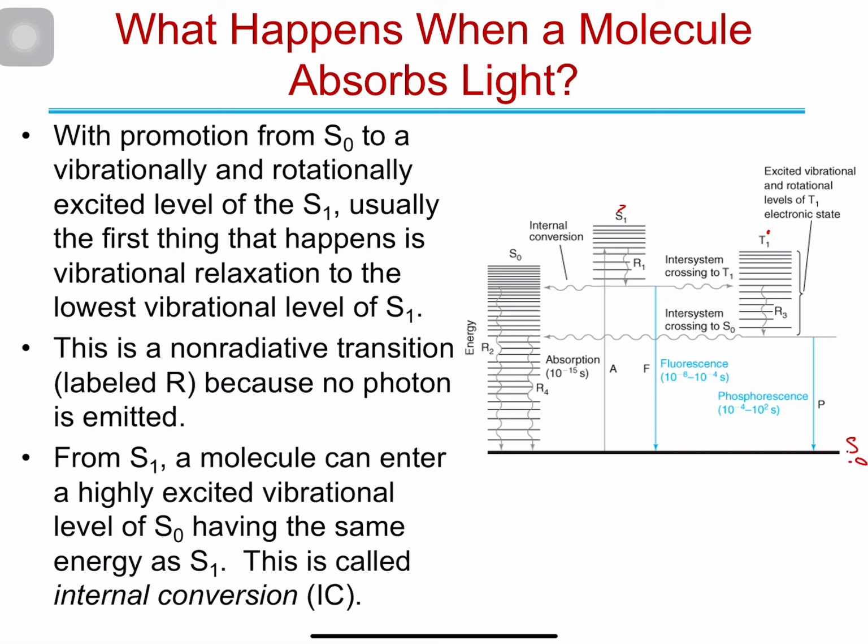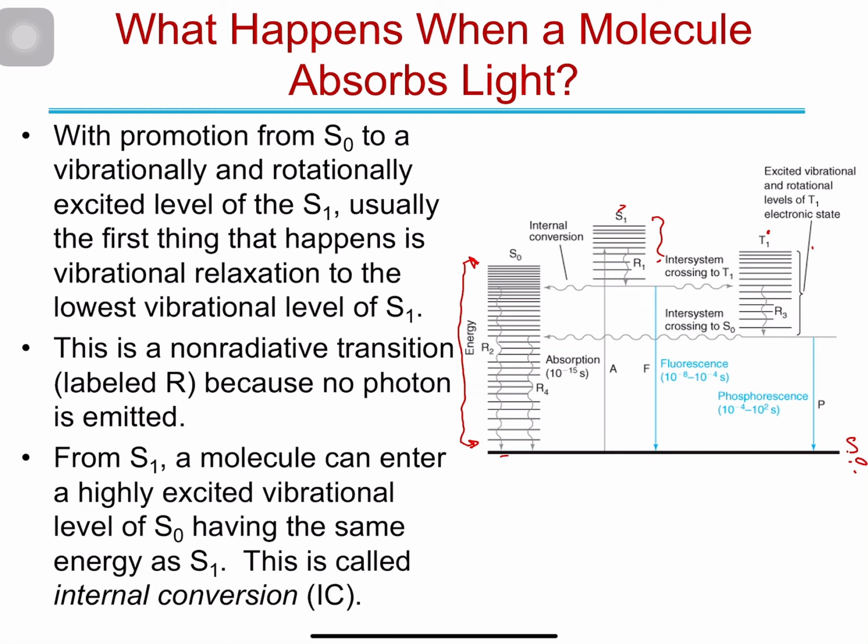So the S naught is not only one energy level. There are several other levels here, as you see, different energy levels within the S naught, which are higher than the lowest energy level. These are called vibrational energy levels. The same for S1 and the same for the T1. So these are different vibrational and rotational levels for the excited states as well.